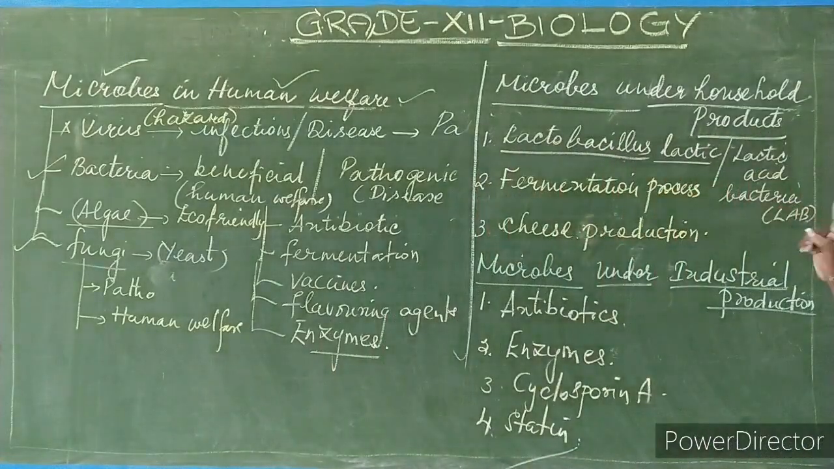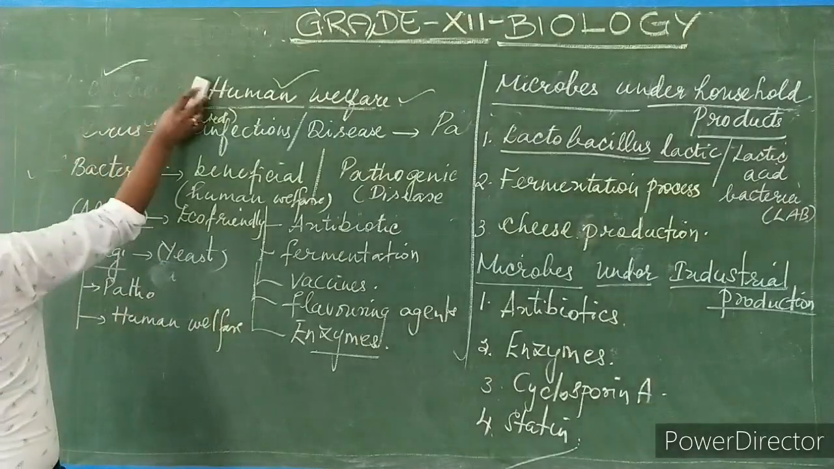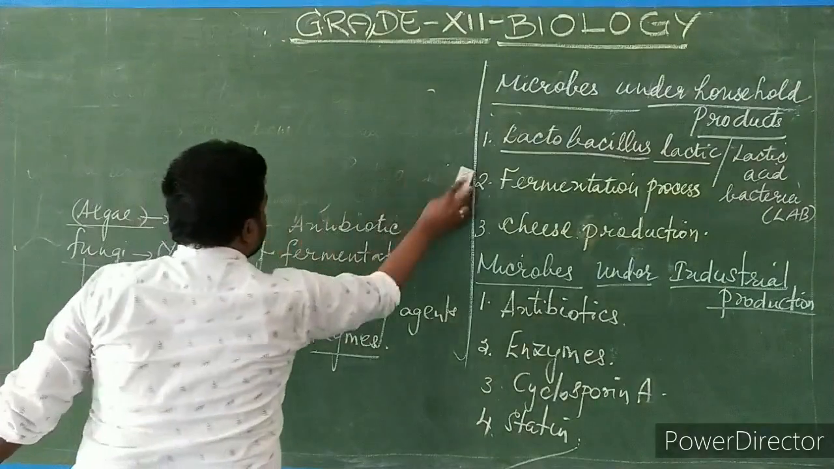The carbon dioxide that is manufactured will be widely used as dry ice. So Lactobacillus lactis, we'll see now. And what are the points that we have to write? In Lactobacillus lactis, we'll see.